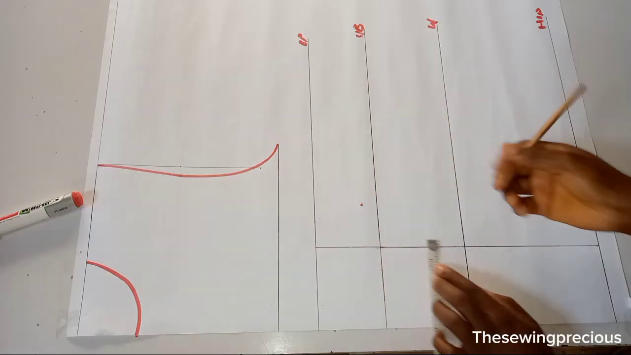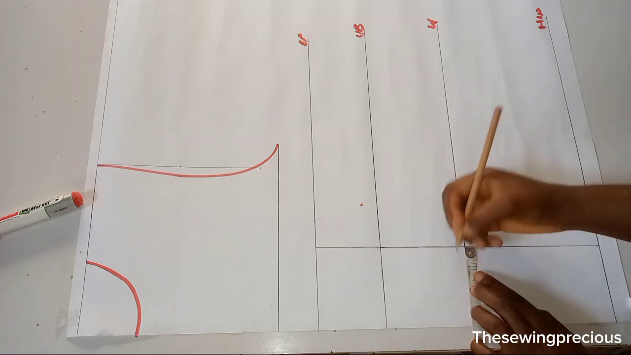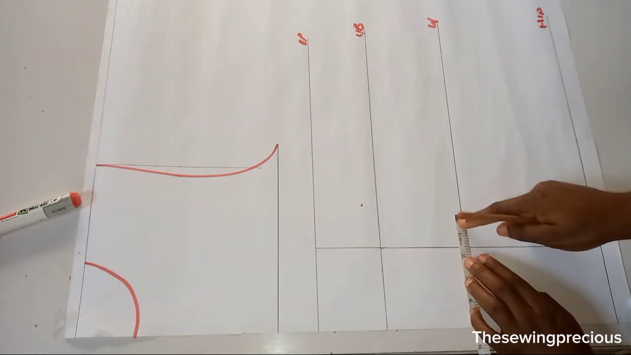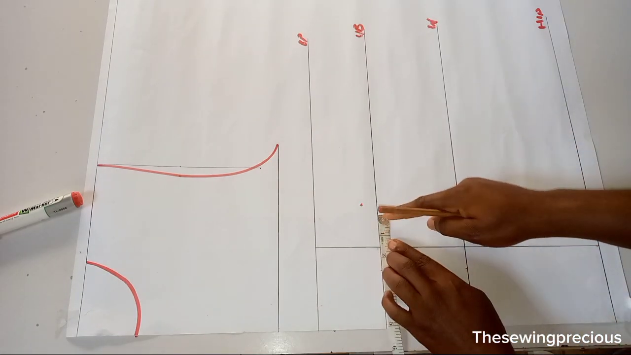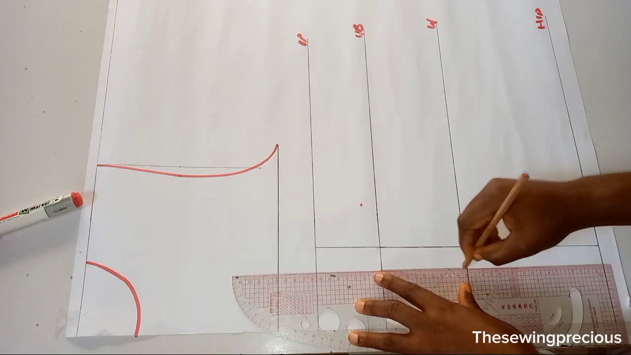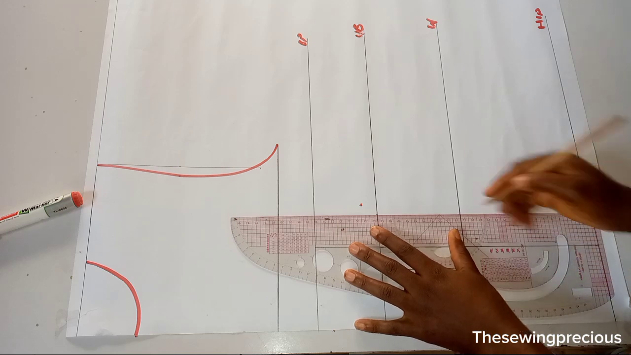On my underbust line, I'm going to mark 1 inch, and also on the waistline 1 inch on the center front pattern. On the side front, on the waistline, I'm going to make 1.5 inch and also mark 1.5 inch on the other bust line. If you're on a bigger side, you can do 2 inches.